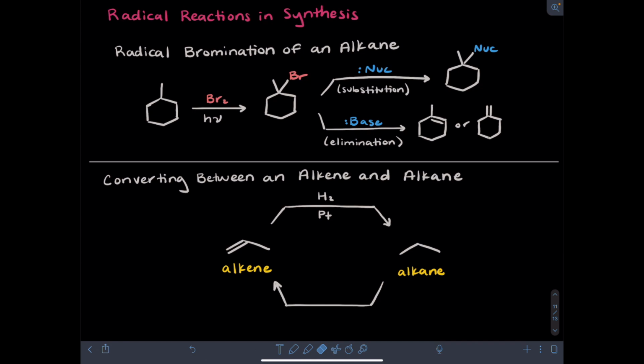Earlier in the semester, we saw that you can convert an alkene into an alkane by treating the alkene with hydrogen in the presence of a metal catalyst like platinum. To go the other direction, you would treat the alkane with bromine in the presence of light to form an alkyl halide, and then you would treat that alkyl halide in a second step with a base to cause an elimination to form the final desired alkene product. So a radical reaction involving an alkane is our only way to convert an alkane into anything else.